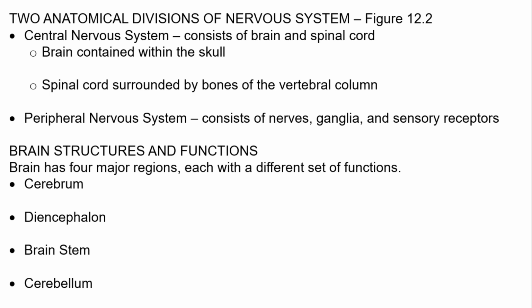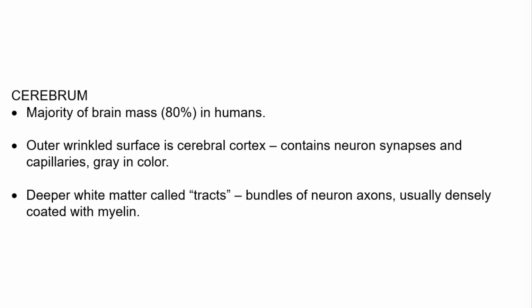Anatomically, the brain is divided into four major regions: the cerebrum, the diencephalon, the brainstem, and the cerebellum. Generally, these four regions are interconnected and communicate with one another in order to carry out the various functions that the brain performs. In humans, the majority of brain mass, around 80%, constitutes the cerebrum. The outer external surface of the cerebrum is gray in color, referred to as the gray matter, because it contains synapses between neurons and dense capillaries to nourish those neurons. This outer superficial layer is referred to as the cerebral cortex.